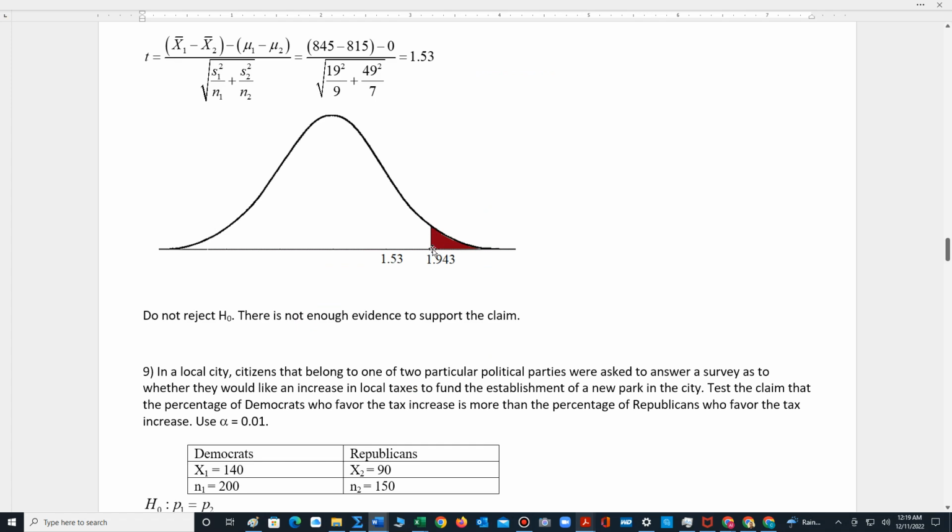That's the critical value. The test point is to the left of that value, thus we do not reject H naught. There is not enough evidence to support the claim.